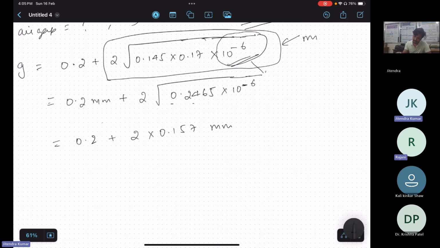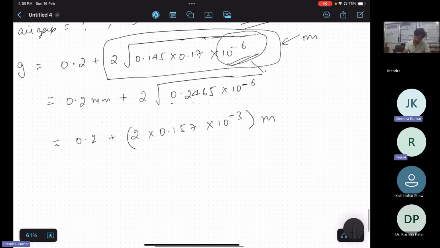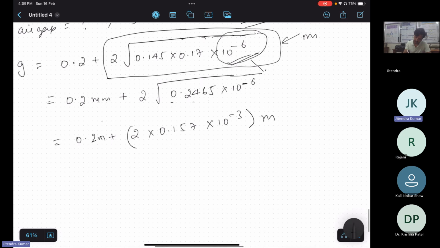I think it was fine. Now can we write like this? Into 10 to the power minus 3. This is meter. This is mm. Is it fine till now? Okay.